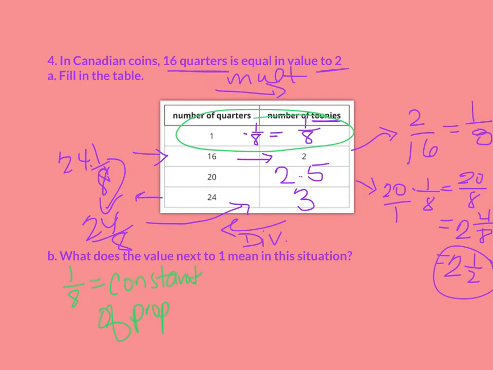But very specifically to this problem, it tells us that 1/4 is equal to 1/8 of a toonie.